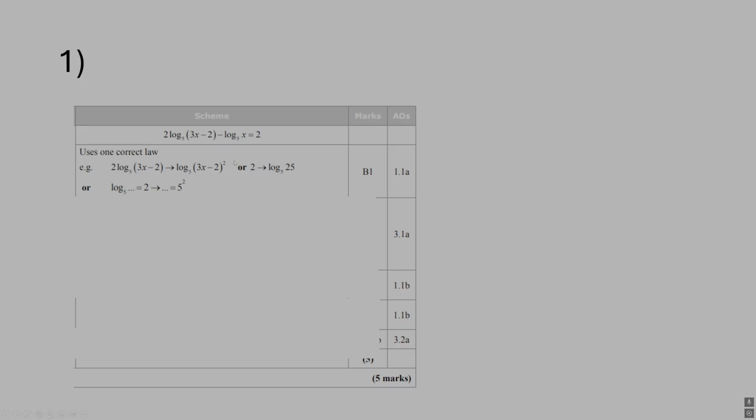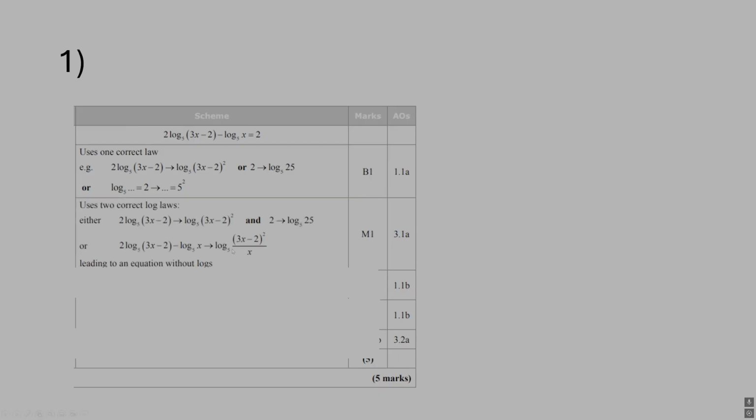The reason why you know that you have to do this is because for these types of log questions, you have to get both sides in one log, and then you can cancel the logs. So turning 2 into log base 5 of something, that's 25. Then next, you get another mark for using 2 correct log laws, so this mark is only for using one of them. You get this next method mark for using both of them, and then you also need to get your equation without logs, which looks something like this. And then after that, it's pretty trivial. You just solve this equation.